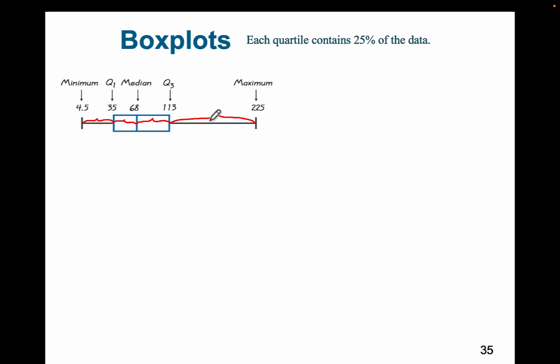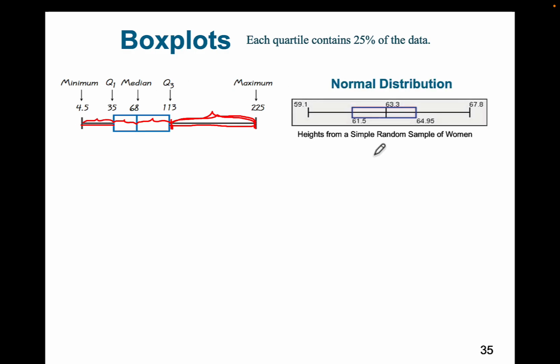Notice that this last one, this fourth quartile right here, is bigger. Greater distance between quartile 3 and the maximum. That means that the 25% in this quartile here varies more. It has a longer distance. So on a number line, it would take up from here to here, and those values, 113 to 225, vary more than data values, for example, here, 4.5 to 35. See, it's a shorter distance right there.